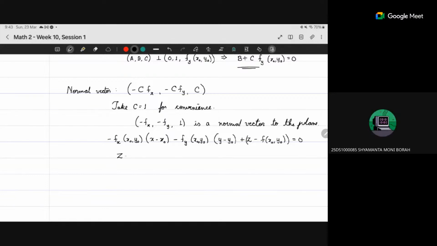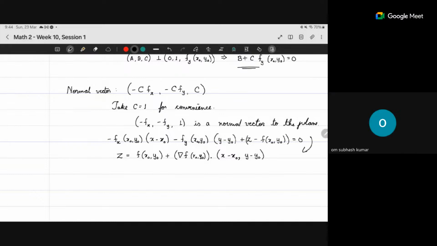So you can write this as the equation of the tangent plane at the point (x0, y0), which is through the point (x0, y0, f(x0, y0)). To make this slightly easier to read, you can write this as nabla f at (x0, y0) dot product with this vector (x - x0, y - y0). Is that clear? Is it clear what happened from here to here?